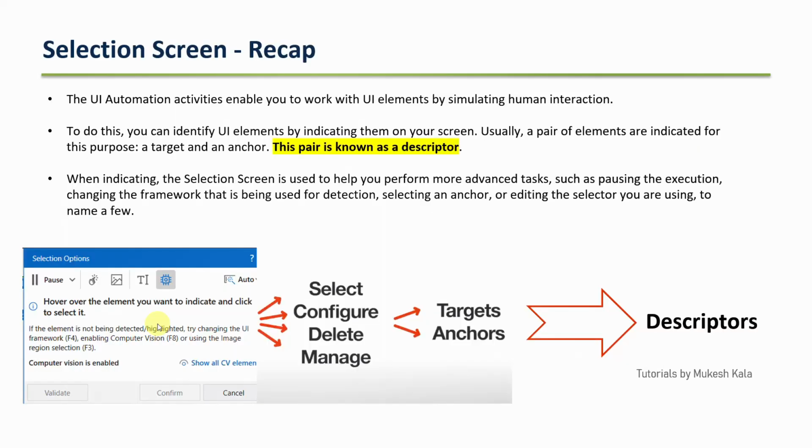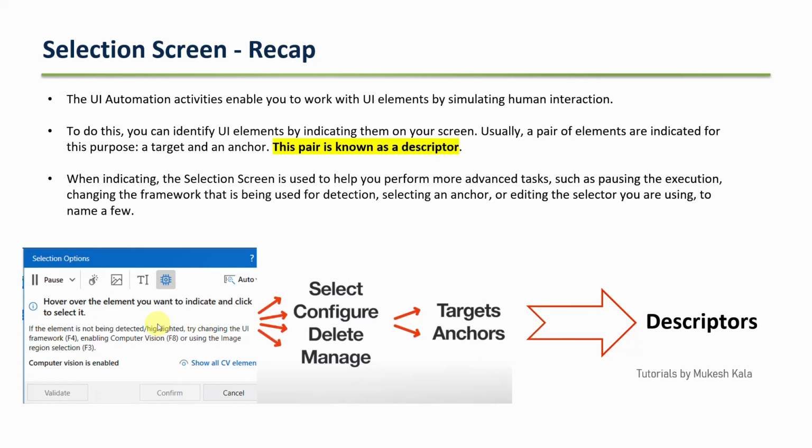In the last video we have seen something called descriptors, right? Now for those of you who are already following, you would understand. Whenever I say descriptor, it simply means a collection of the target and the anchor. So if I am doing some automation and I say indicate on element, the modern design experience generates a combination of target and anchor, and that combination is called a descriptor.